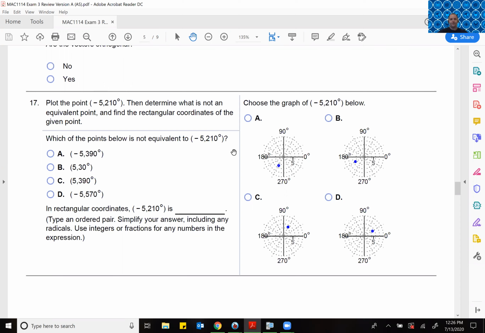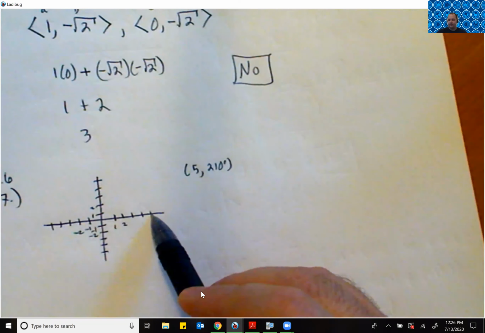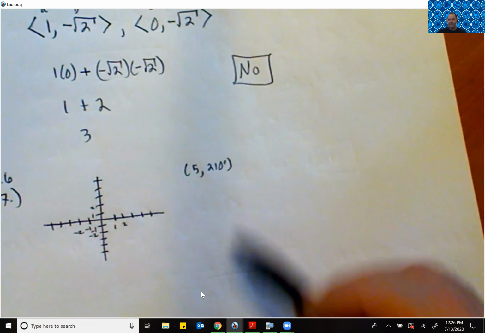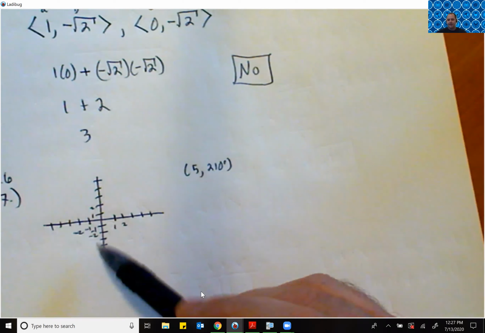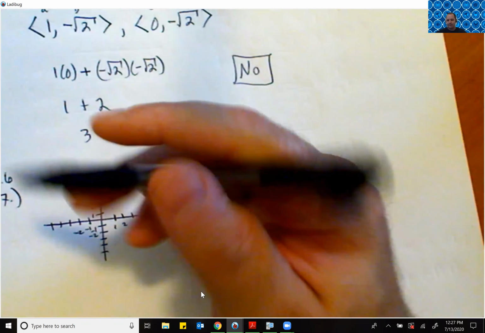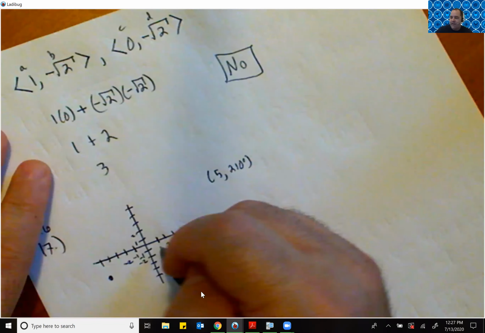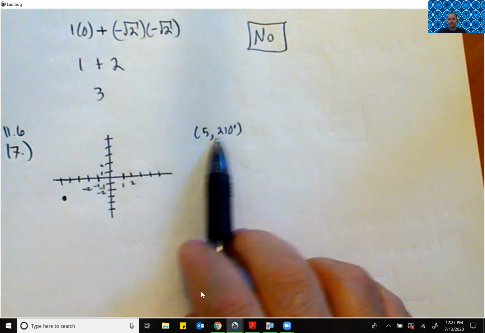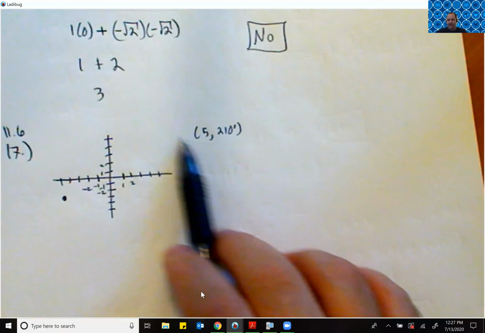So we're going to graph 5 comma 210 degrees first. So 210, we start here and we rotate 210. 210 degrees is actually in the third quadrant, and it's pretty close to this axis. So you're probably looking right around in there. Okay. So this is 5 comma 210 degrees. Now, that's a positive 5. We want a negative 5.